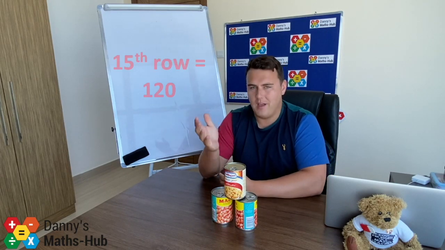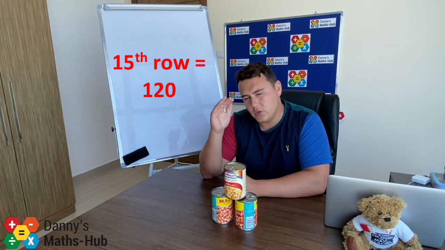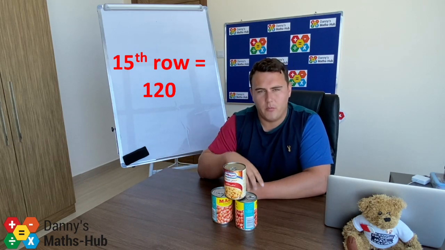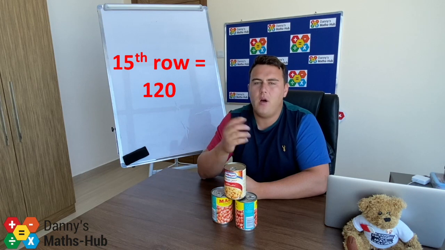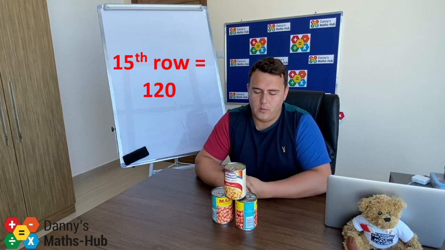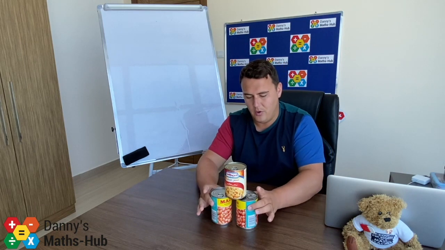Now, some of you may have predicted the 15th row by just going through that pattern and adding one more on each time. That's fine if you want to do it that way, but there's actually a quicker way. These numbers we're working with are called the triangular numbers. And you can guess why they're called the triangular numbers, because they sort of form a triangle if we put them in a certain pattern like so.